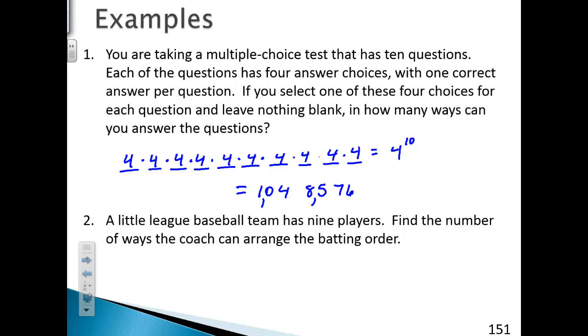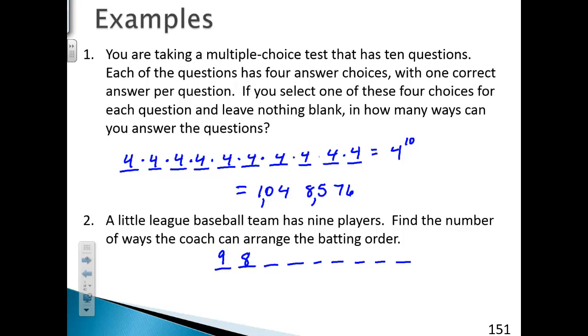And then the last example here, a Little League baseball team has 9 players. Find the number of ways the coach can arrange the batting order. So, we have 9 players. That's 9 blanks. The first blank, he has 9 players to choose from. Now, that player then goes up to bat. Whatever player is chosen, they go up to bat. They can no longer be chosen. That means we have 8 players to choose from.